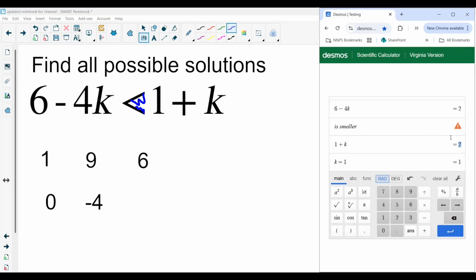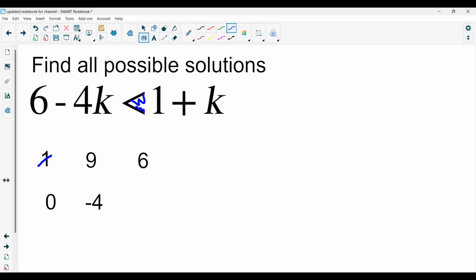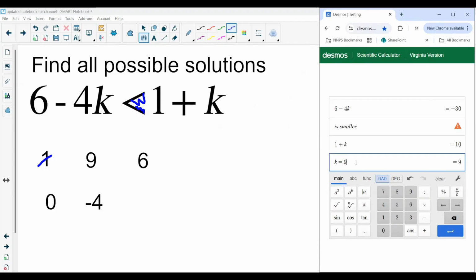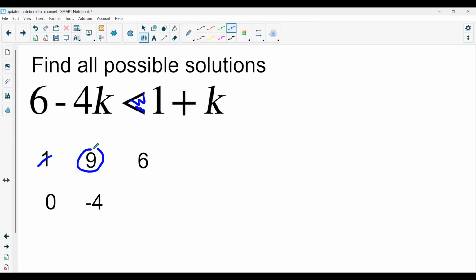2 is equal to 2, but we don't have the word equal to over here. And we don't have a line under our inequality sign over here, so that is not it. Cross out number 1. That cannot be it. Let's try 9. K equals 9. So we have -30. -30 is smaller than +10. That is true. So let's circle that. That could be a solution.